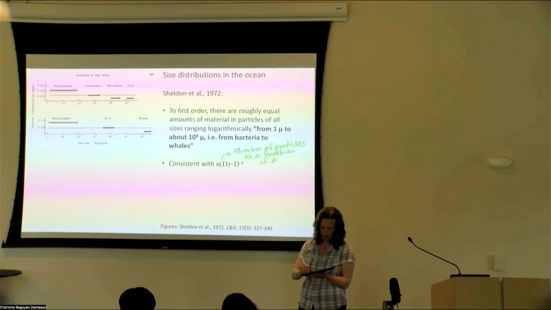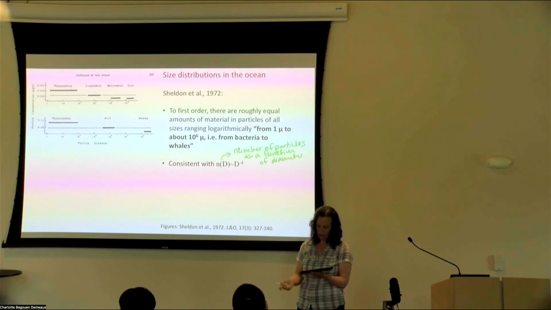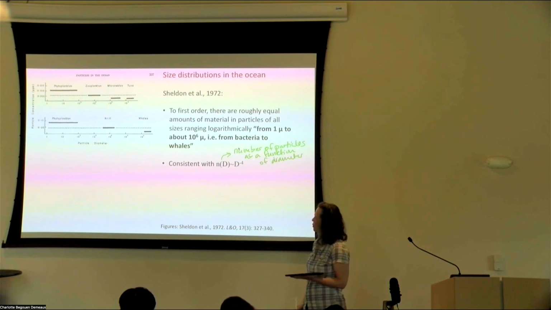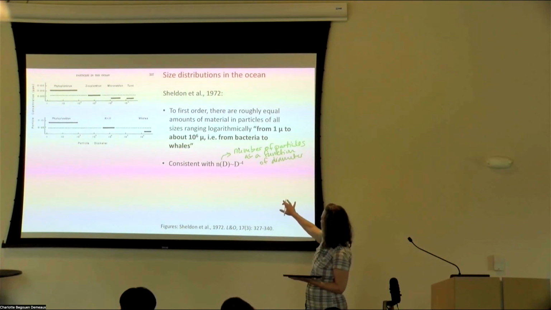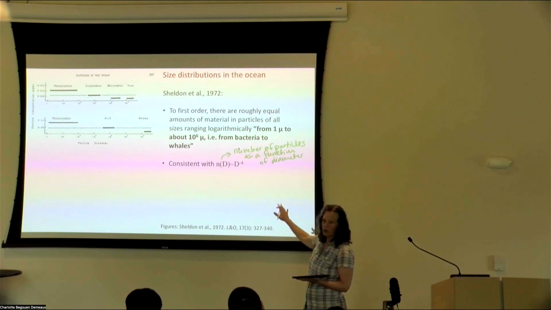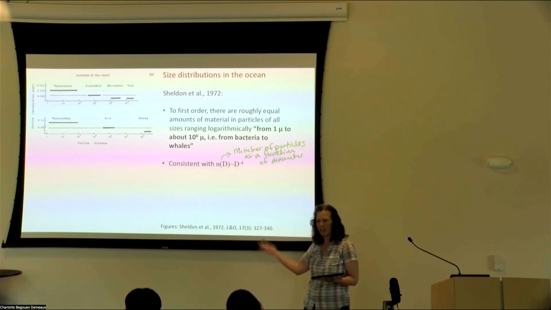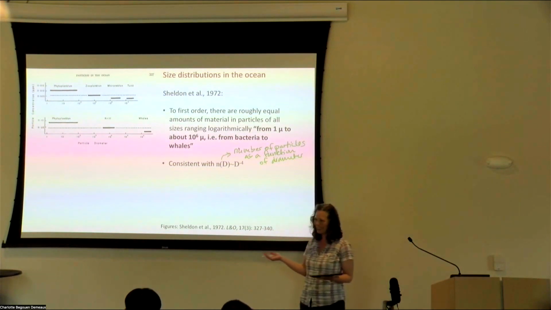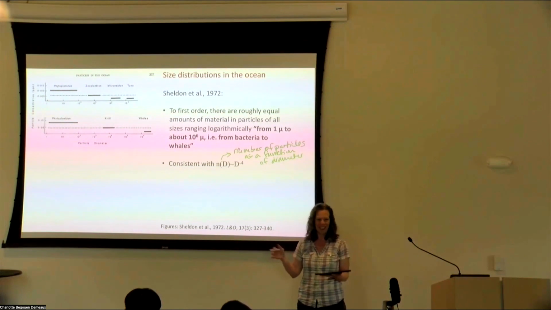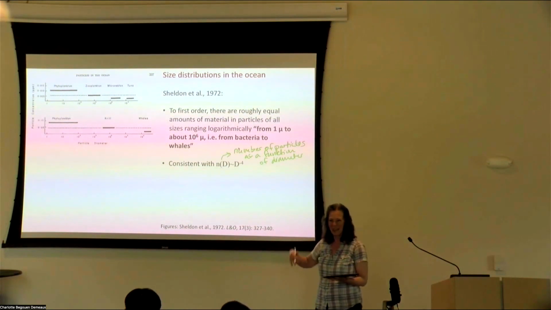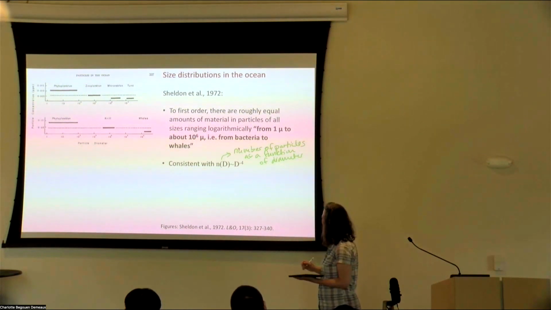And I will use the same terminology in a little while. Okay, so it's consistent with this d to the -4th power law spectrum, which you've seen cropping up all over the place. One of the reasons that we like to try and make proxies for particle size with wavelength dependent IOPs, right?